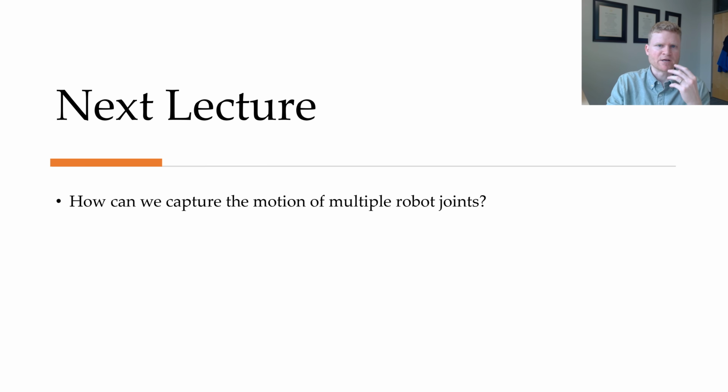Once you've completed that, in our next lecture, we're going to start to think about what happens when I have multiple robot joints. Right now, we just talked about how I map one joint into a transformation matrix. But what if I have multiple joints? How do I build the overall kinematics of our robot arm?